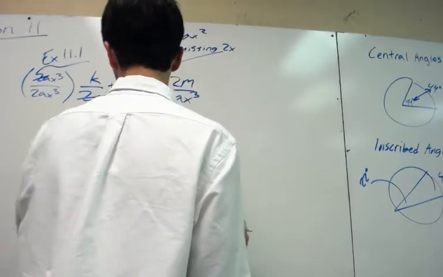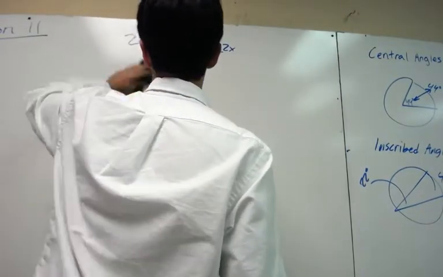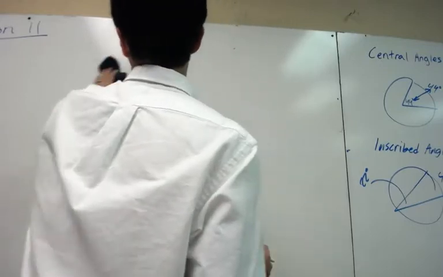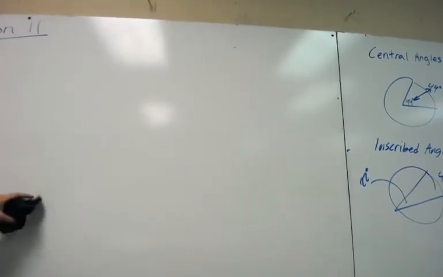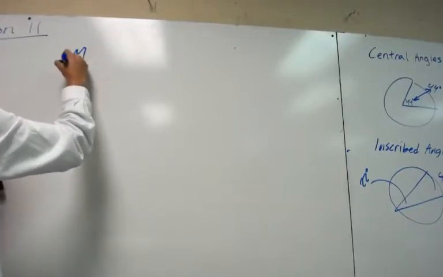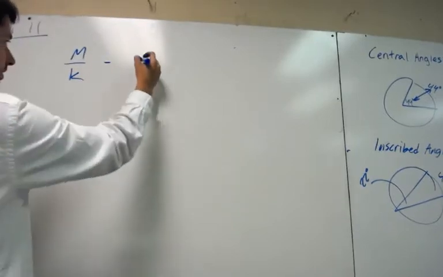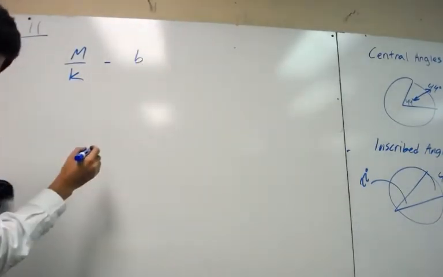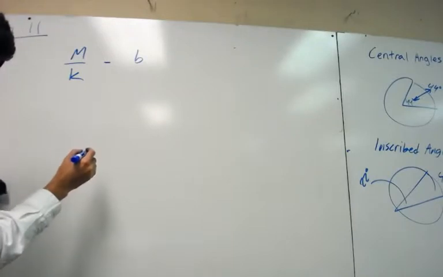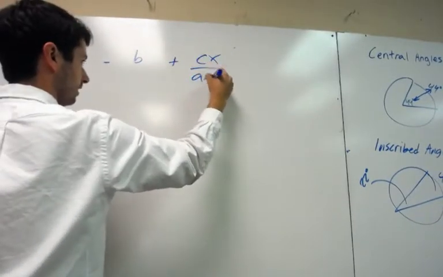Let's do example 11.2. And I'll try to do this one kind of the longer way rather than the quicker way to make sure we got it. We want to add m over k minus b plus cx over ak squared.